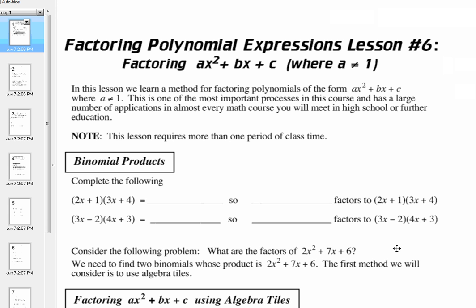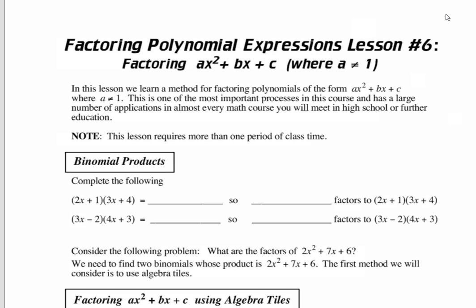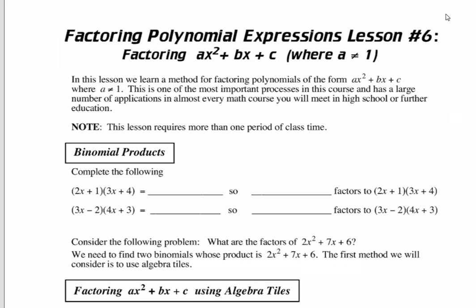Okay. Yep. Minimize. My thing is not oriented right.